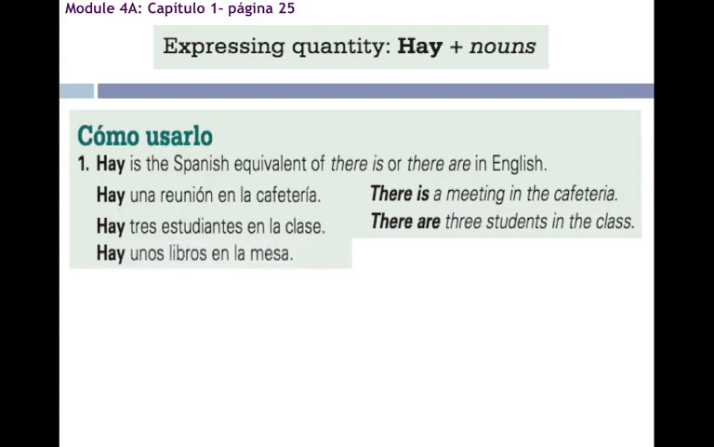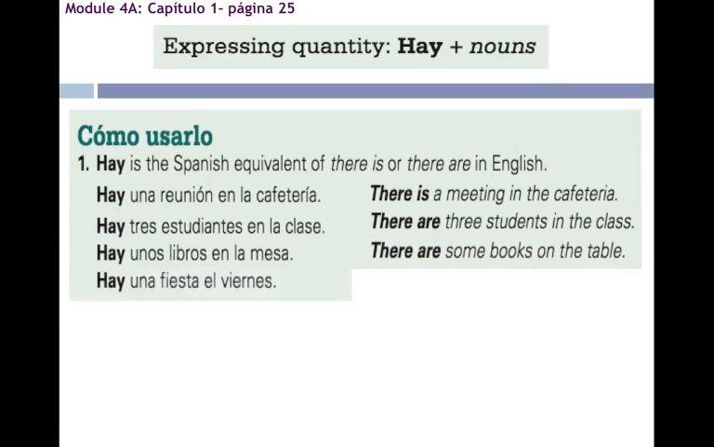Hay unos libros en la mesa. ¿Qué significa en inglés? There are some books on the table. And finalmente, hay una fiesta el viernes. We didn't learn some of that vocabulary yet, but that would mean there is a party on Friday.